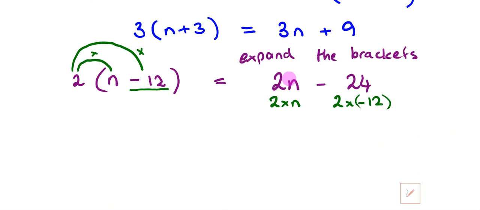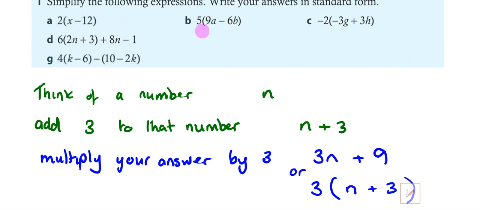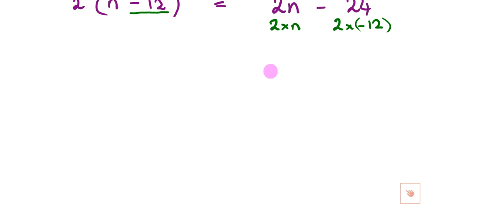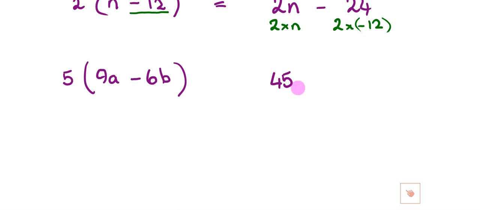Okay. Let's get the next example, which is 5 lots of 9a minus 6b. 5 lots of 9a's minus 6b's. Any ideas? This is probably a more complicated one, because if I was going to read this as a trick, I'd be like, I've got 2 numbers there, haven't I? So we're progressing a little bit. 45a minus 30, yeah, awesome.